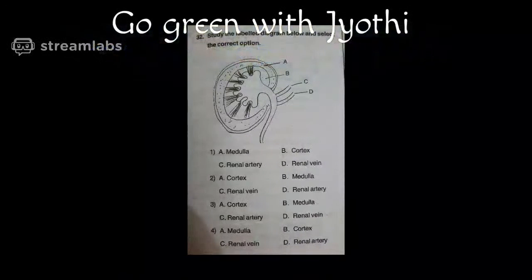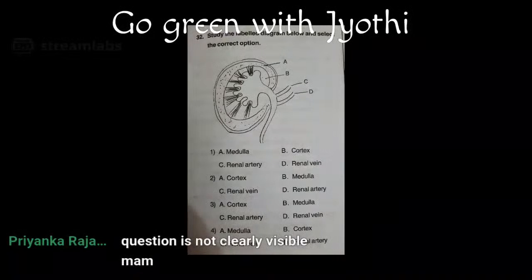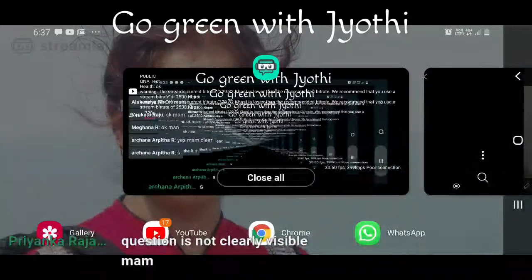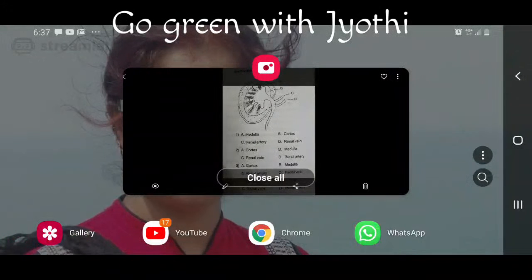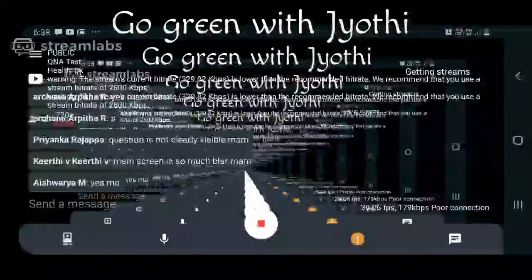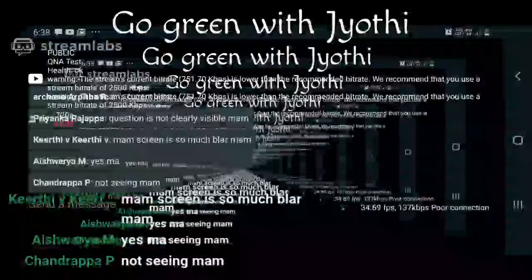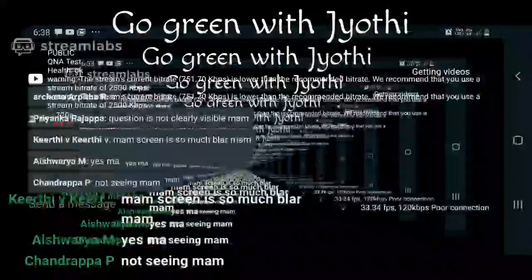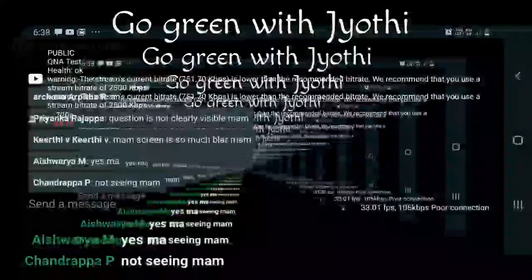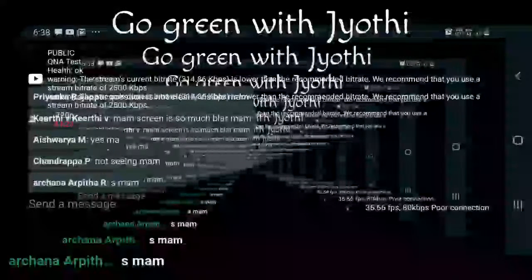If you look at the options correctly. Okay, the screen is not clear. It is blur, completely blur. Can't you see the test item?